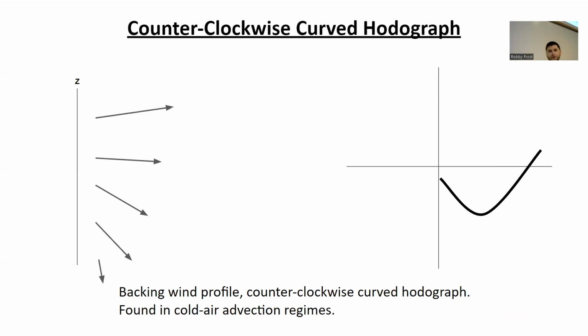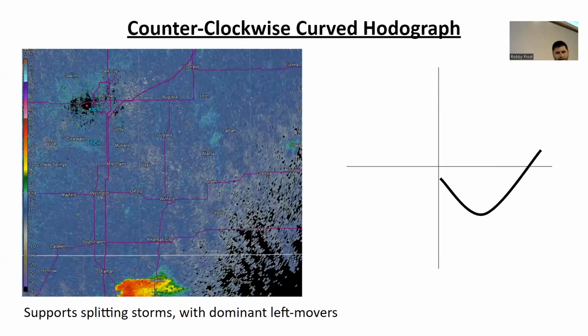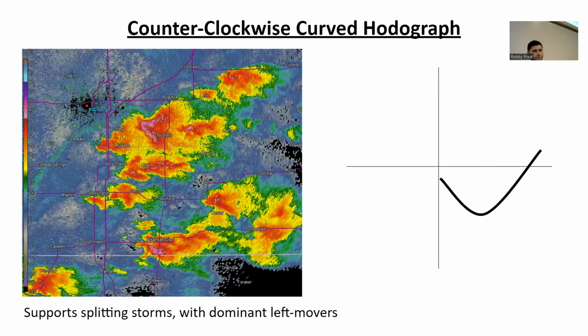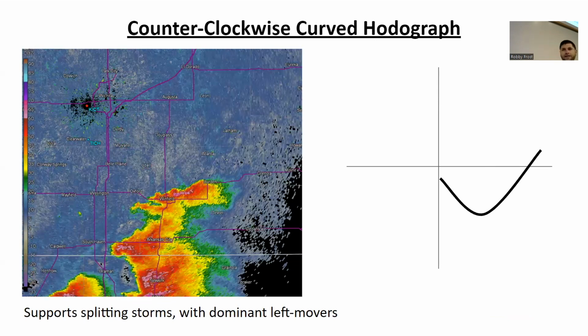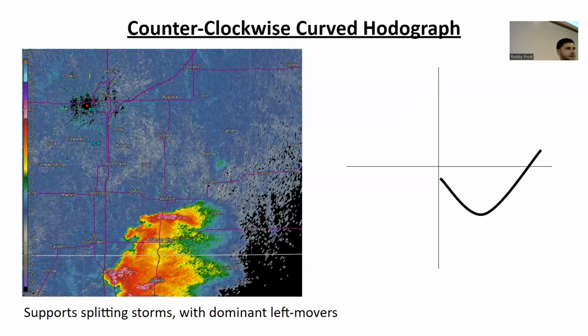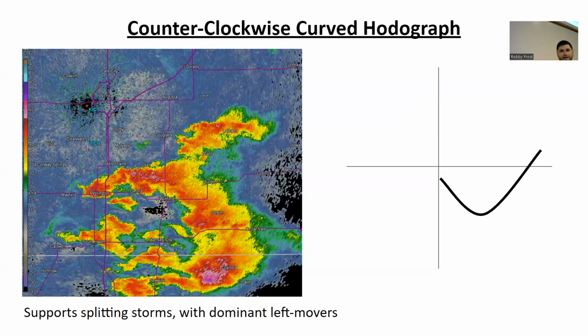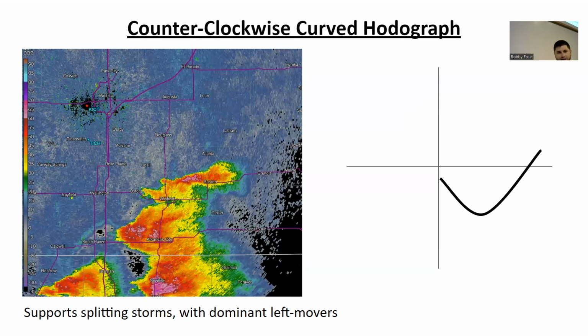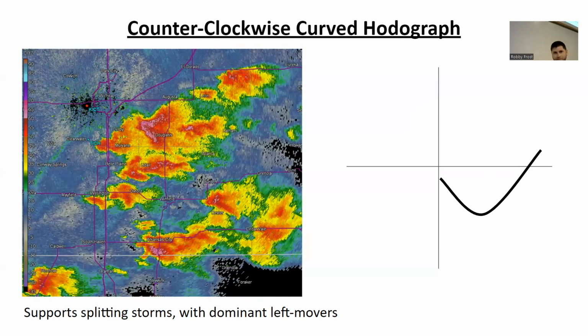This is a backing wind profile, cold advection through the thermal wind. A counterclockwise curved hodograph comes out of this. And this would, in theory, support dominant left movers and splitting storms, but in the northern hemisphere, since this is associated with synoptic scale descent, a backing wind profile is going to be less common than the other version.